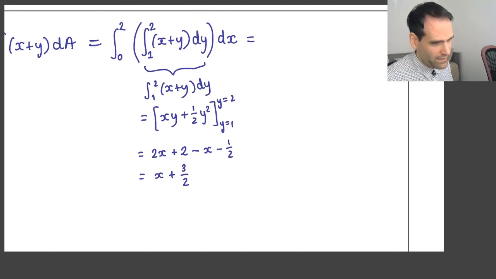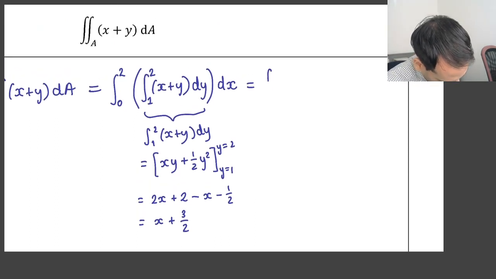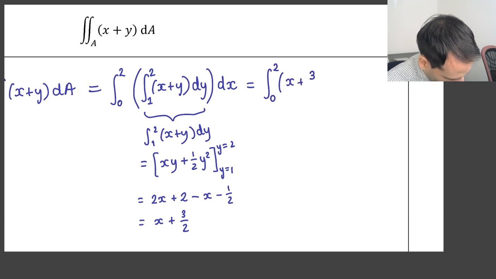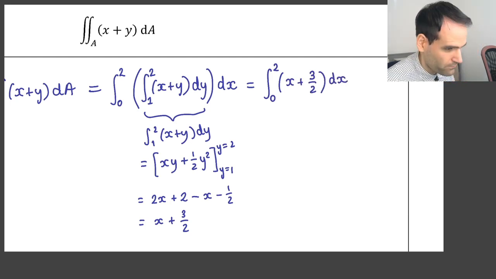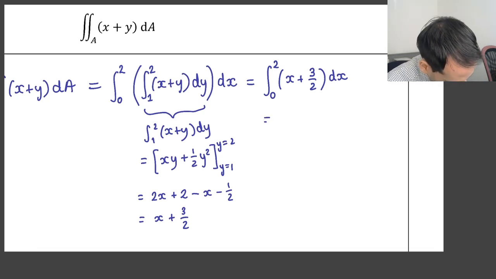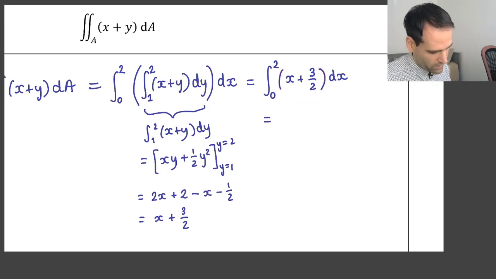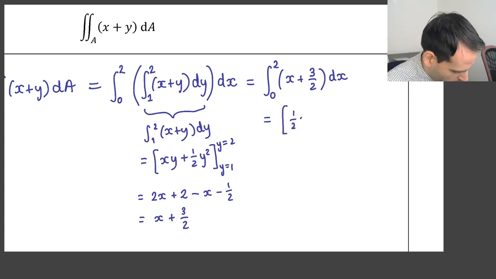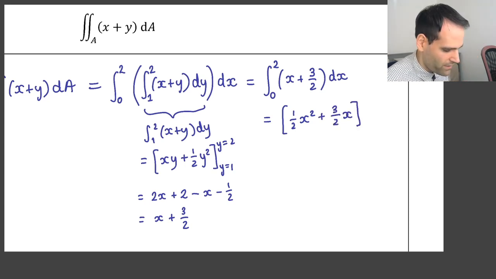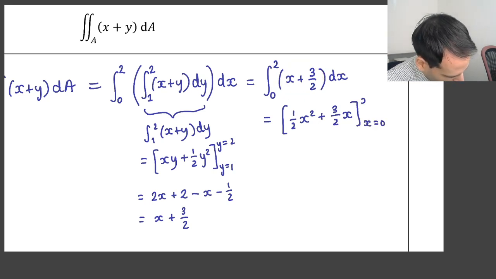So now I substitute that into the outer integral. So it's the integral of x from 0 to 2 of this function x plus 3/2 with respect to x, which I can do now. So I find the antiderivative of this function by using the fundamental theorem of calculus. I know that I need to find a function whose derivative is this, so it's 1/2 x squared plus 3/2 times x, whose derivative is indeed what I wanted, evaluated between x equals 0 and x equals 2.